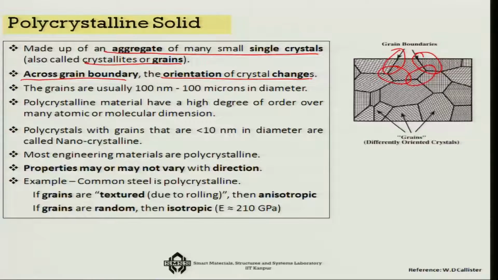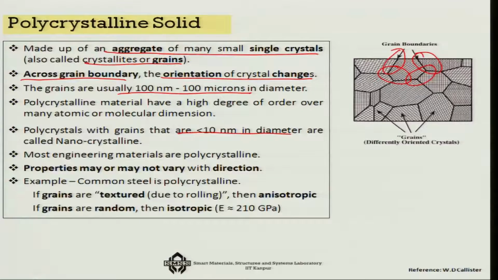These grains are generally in the range of 100 nanometer to 100 micron. Naturally, the larger the grain structure, the stiffer will be the structure, but it will be more anisotropic. Now, polycrystalline materials have a high degree of order over many atomic or molecular dimensions. So, they are less than 10 nanometer.